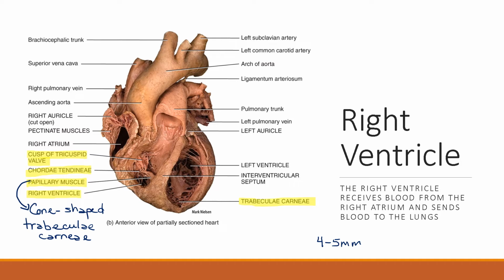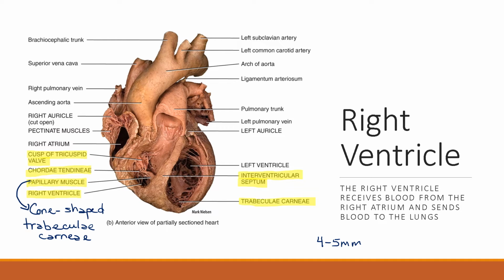So the cusps are attached to the chordae tendineae, which are attached to papillary muscles. Now internally, the right ventricle is separated from the left ventricle by a partition called the interventricular septum. It separates those two ventricles.